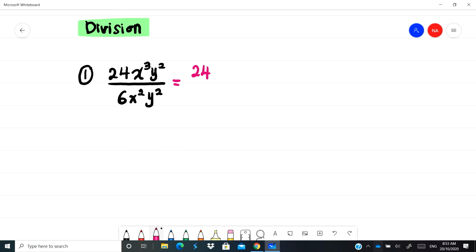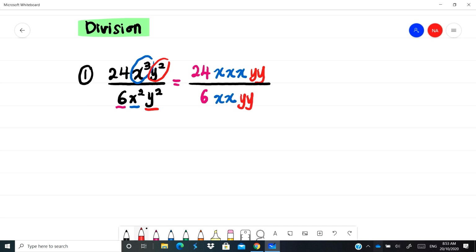Alright. So 24. X kuasa 3 maksudnya, alright, so I'll just write in blue. Alright, X kuasa 3 will have X ada 3 biji. Alright, Y kuasa 2 maksudnya Y ada 2 biji. So Y dengan Y. So saya bahagikan the whole thing dengan, alright, so firstly I'll just write number first. So I'll have 6. Alright, X square means X dengan X, Y square means Y, 2 biji. So apa kita boleh buat?